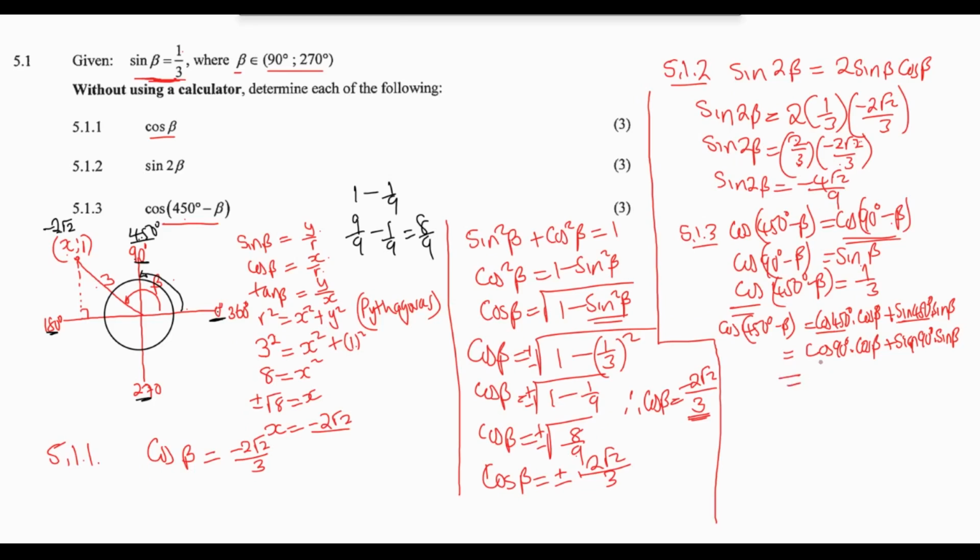And then remember, cos 90 is 0, so it takes 0 times cos beta, so this whole thing becomes 0. Then plus sine 90 is 1, and 1 times sine beta. And then sine beta is what? It is 1 over 3. So this is 1 over 3. Okay, we're getting the same answer.